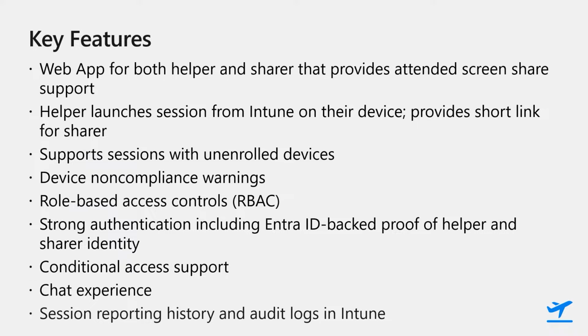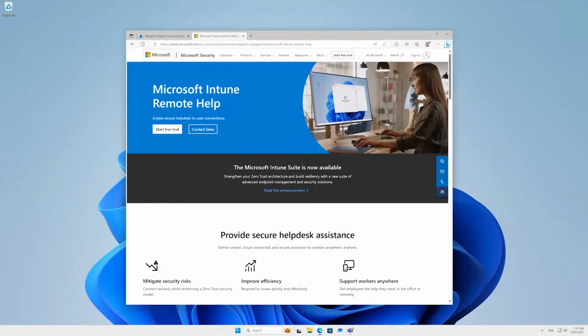For unenrolled devices, there are dedicated URLs for the helper and the sharer to navigate to start a session. We also have device non-compliance warnings, RBAC control, and session reporting history, as well as audit logs in Intune, which is the same as the other platforms. There's also conditional access support and the chat experience as well. Here's a demo of what Remote Help for macOS looks like today.